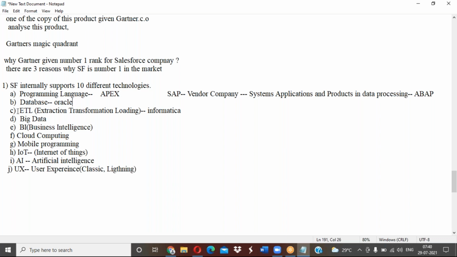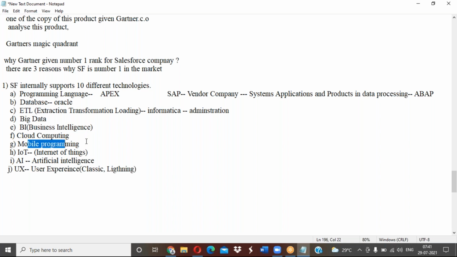Clear all of you? Next, ETL. ETL stands for Extraction Transformation Loading. Regarding this, we will discuss at the time of admin topic. Don't ask any questions at this particular point of time. At the time of administration, we will discuss about ETL tool. Big data also comes under administration. Business intelligence is also covered in administration. Understand all of you? Next, it supports cloud computing.